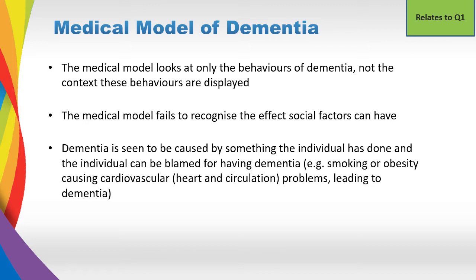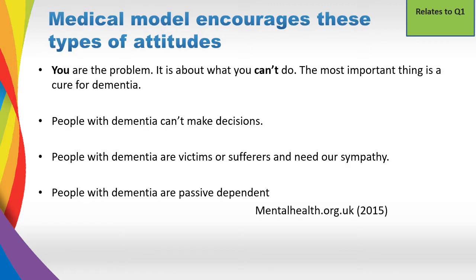Instead, it's looking at dementia as being caused by something the individual has done. So there's almost like a blame context for having dementia. Some examples here could be smoking, or obesity or being overweight that causes cardiovascular problems, which could lead to dementia. But there doesn't need to be a blame culture. The medical model encourages these types of attitudes, so it's encouraging the fact that you're the problem. It's about what you can't do.